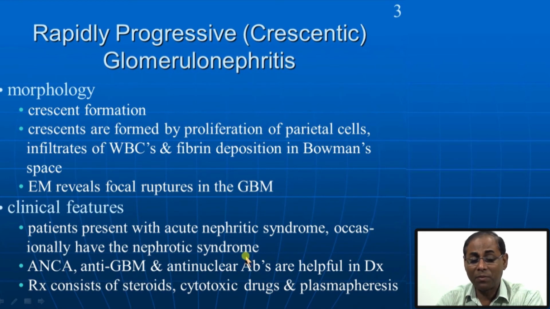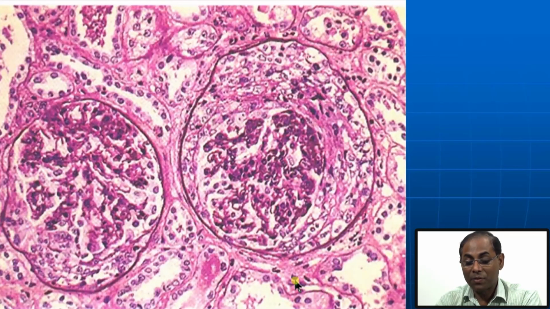Clinical feature: patients present with acute nephritic syndrome, occasionally have nephrotic syndrome, but mostly it is an oliguric phase and acute nephritic syndrome. And if it is there, you have to investigate for ANCA, anti-GBM, and anti-nuclear antibody, and that's why I exclude the secondary types of crescentic glomerulonephritis. And treatment, obviously, is immunosuppression and plasmapheresis, particularly for type 1 RPGN. So, this is the typical picture you can see.